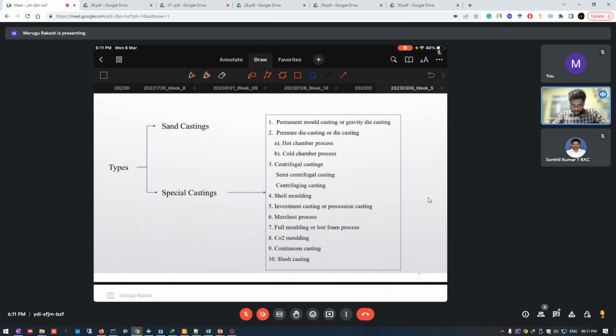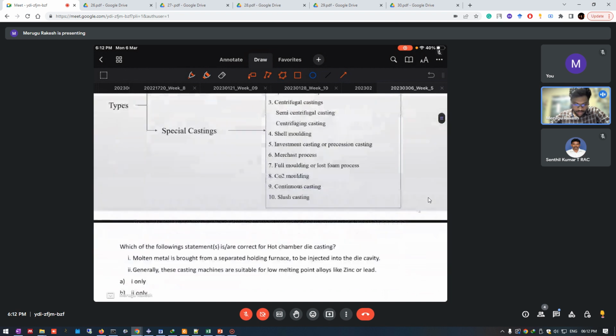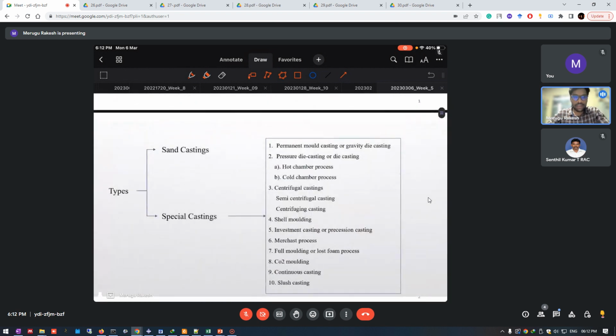Okay. So these are the different types of special casting processes. The first one is permanent mold casting or gravity die casting. Then pressure die casting, which is also part of permanent mold casting. We have two types in pressure die casting, hot chamber as well as cold chamber, followed by centrifugal castings, mostly used for symmetric castings, then shell molding, investment casting, and some other special casting processes. I will use the professor's slides for that.